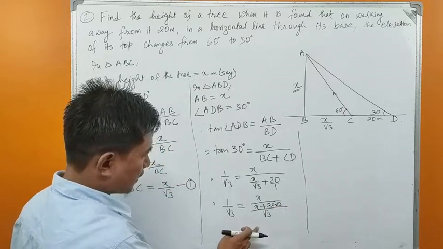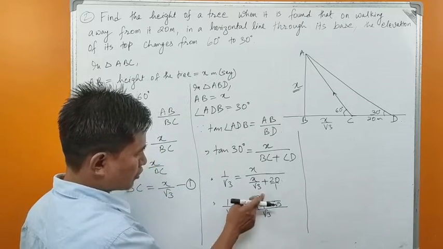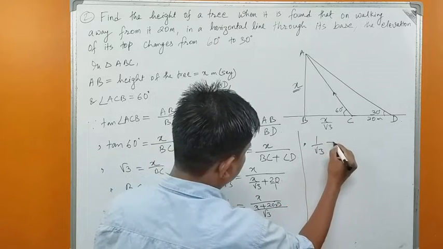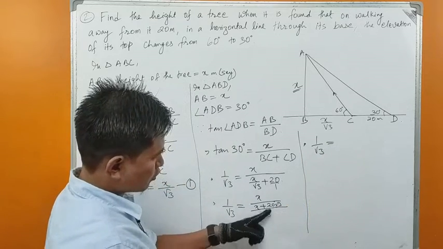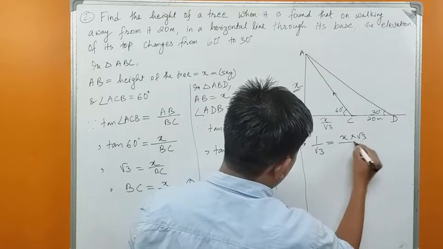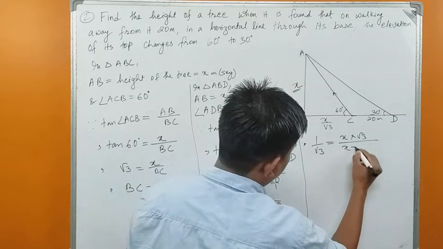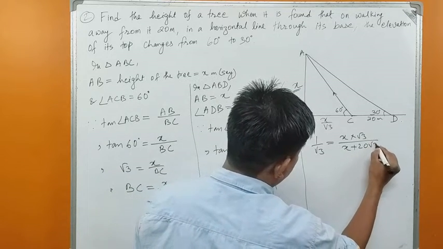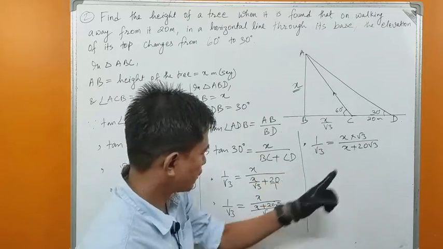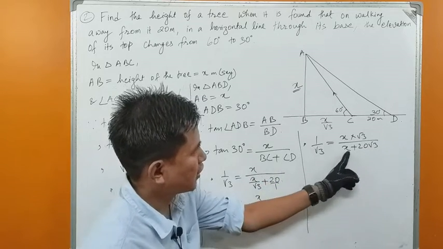Now let us cross multiply this. First of all, let us take this x to the root 3 to the numerator, or 1 upon root 3 equals to, this root 3 goes to the numerator, x into root 3 upon x plus 20 root 3, isn't it? This root 3 goes to the numerator, x into root 3, and in the denominator we have x plus 20 root 3.